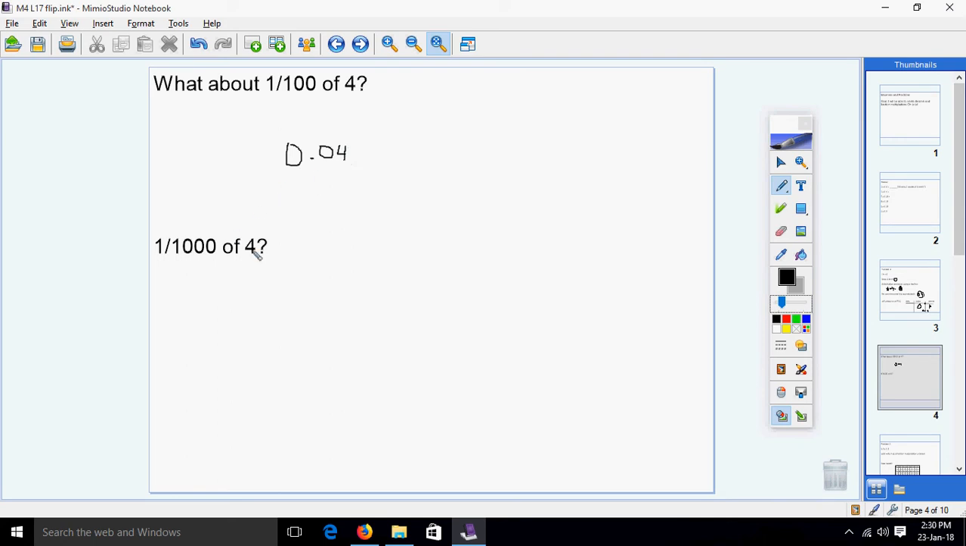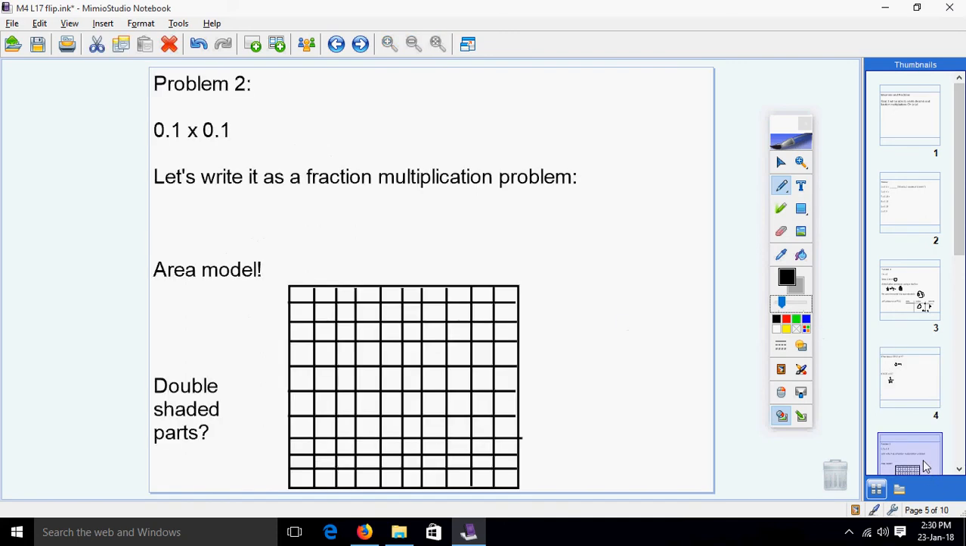We can do the same thing with thousandths, okay? Because we go tenths, hundredths, thousandths. So then we would have 4 thousandths, 4 over 1,000, or you could write it as a decimal as 0.004. All right? They mean the same thing. Let's go to this one.